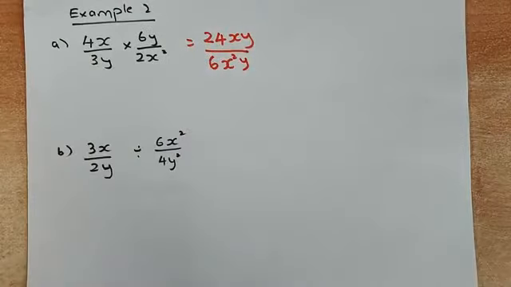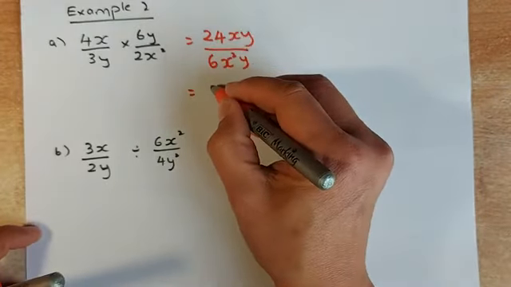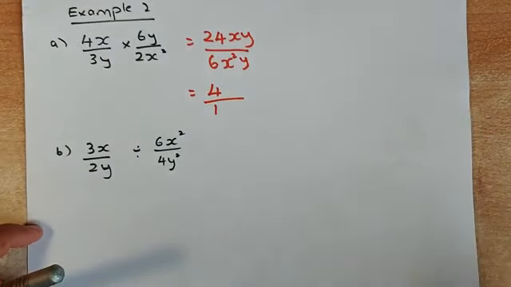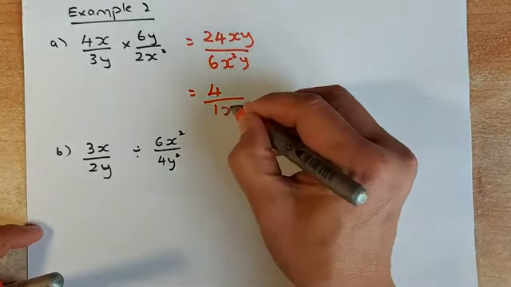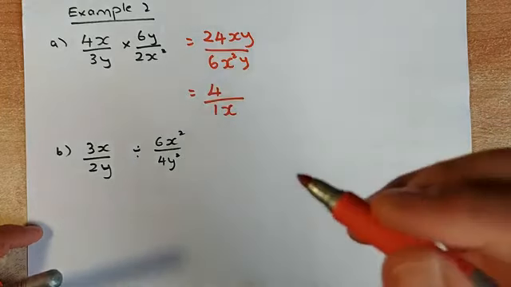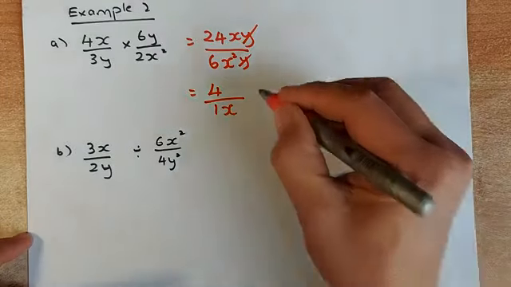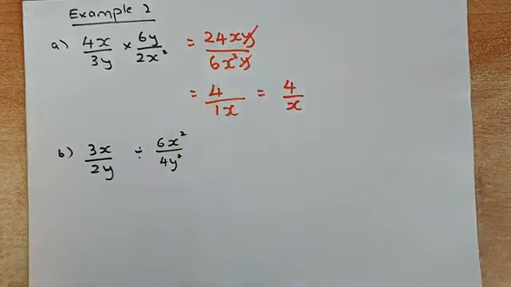Is that the answer? No, you have to simplify them. So 24 divided by 6 is 4 over 1, or 4 will be fine. And then x over x squared, there are more x's at the bottom, so there will be 1x at the bottom. At the denominator, y and y will just cancel out. So that will be your answer. Simplified, it is going to be 4 divided by x.